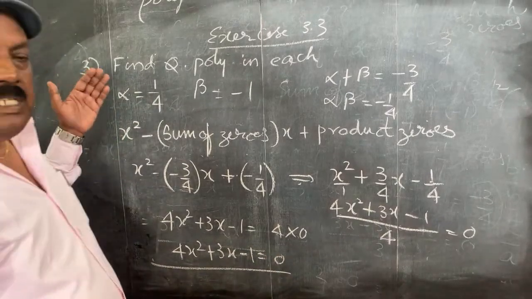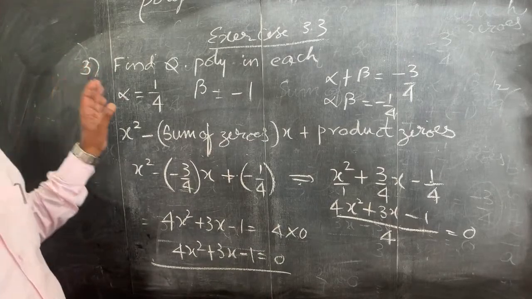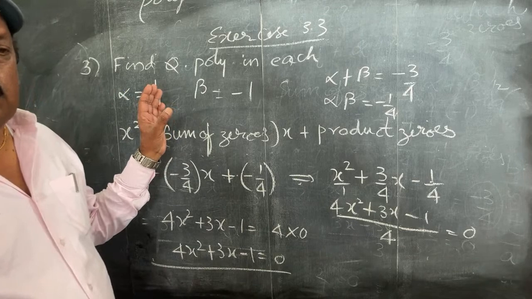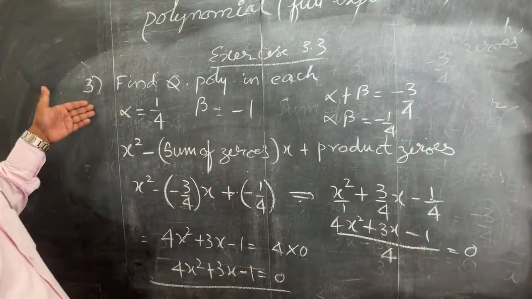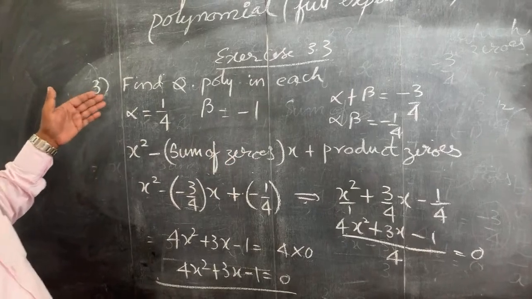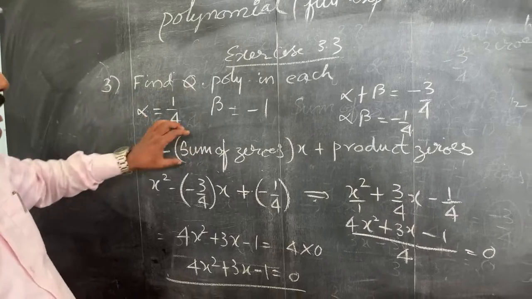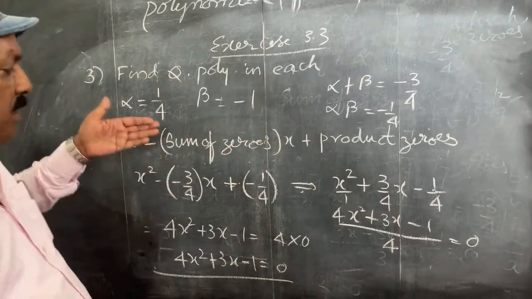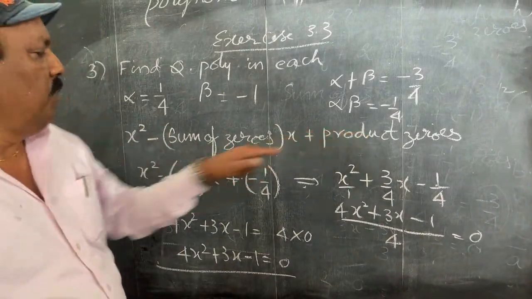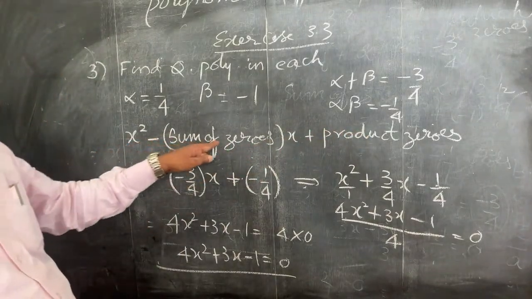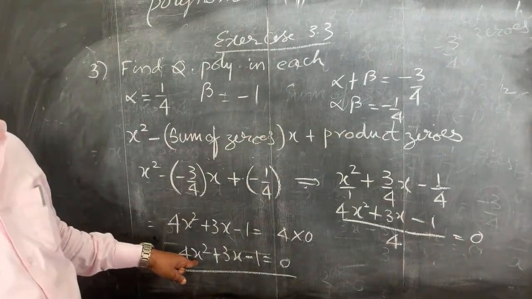And what is the difference? Once again I will tell you. In the first sum, they gave one number as the sum of the zeros and another number as the product of the zeros. And in the third sum, alpha and beta are given. From that we have to find out the sum of the zeros and the product of the zeros. Then we apply them in the equation. What is that equation? x square minus sum of the zeros into x plus product of the zeros. If we apply this, we will get the quadratic equation.